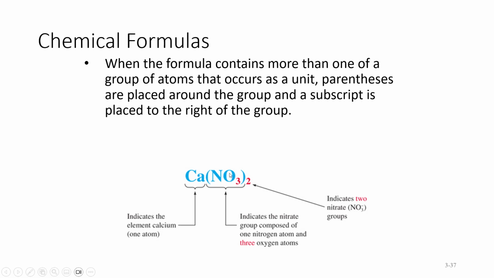And in the nitrate group, we have 1 nitrogen, 3 oxygen. So when we do the math, 2 nitrogen and 2 times 3 gives us 6 oxygen. So we carry in the 2 and apply it toward the nitrogen and the oxygen.